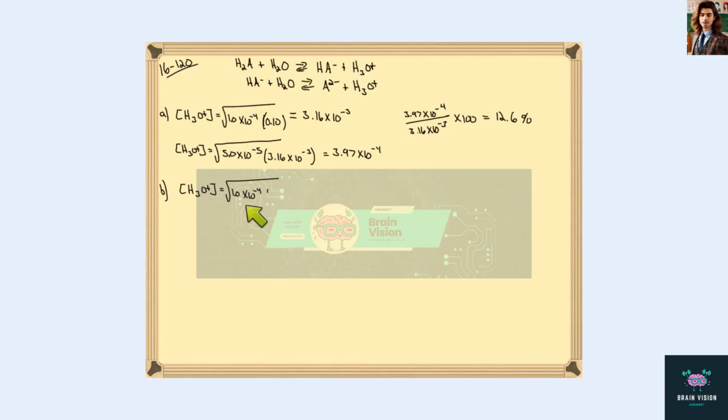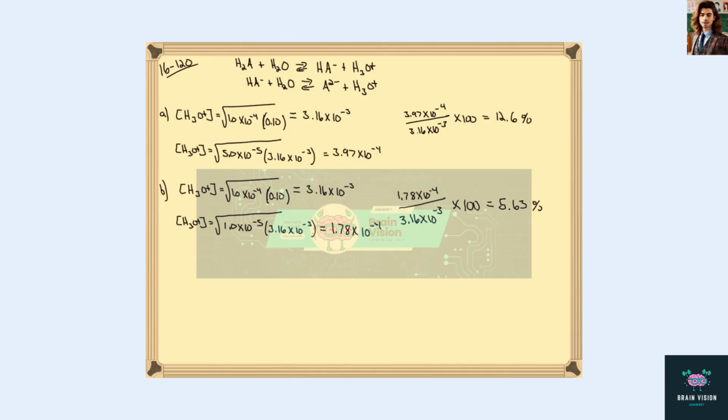A Ka value of 1 times 10 to the negative 4. They're all 1 times 10 to the negative 4 for Ka1. So we get the same concentration here, but now the Ka2 value is 1 times 10 to the negative 5 instead of 5 times 10 to the negative 5. This gives us the second hydronium contribution of 1.78 times 10 to the negative 4. When we calculate its percentage, we get 5.63%. That's still not less than 5%, so we still can't neglect this second contribution.